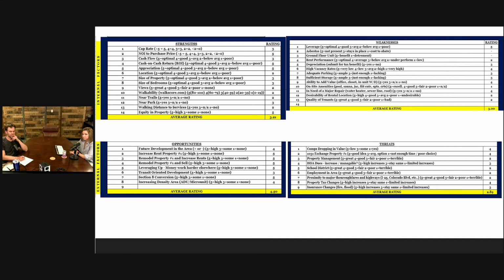So for this fourplex specifically, can you give us a rundown of how this pans out? Like what did this analysis do to help the client who owns a fourplex? Yeah. So what were his takeaways?